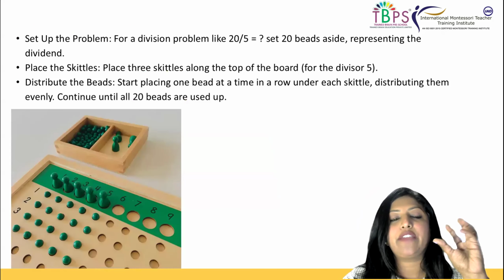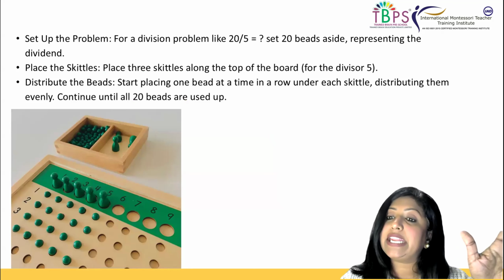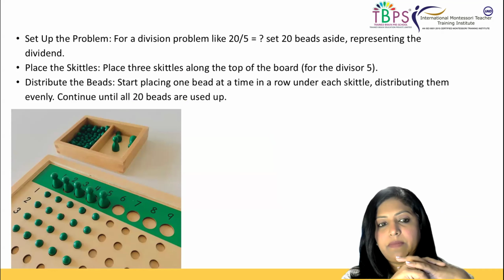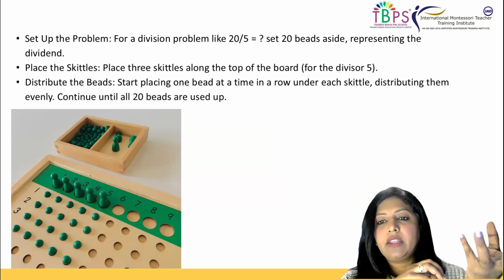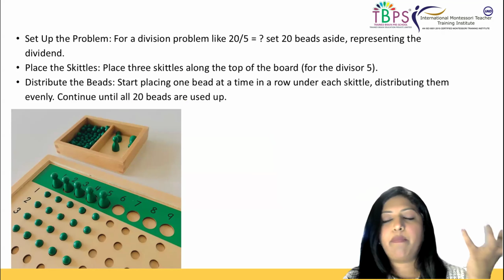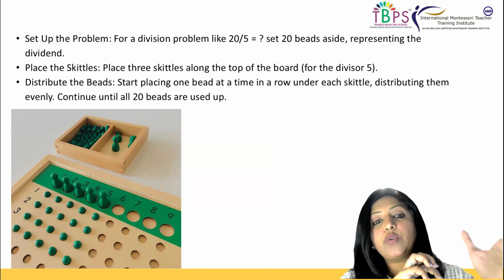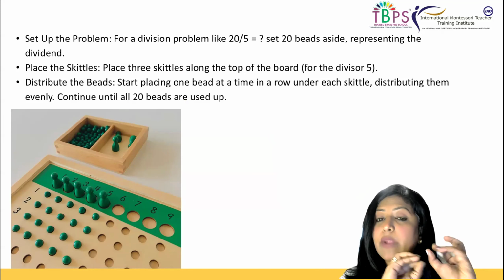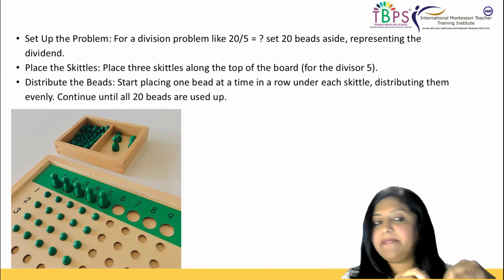Now suppose I give you a problem, 20 divided by 5. What is 20? Is it my dividend or divisor? 20 is my dividend. So in the box, I would have 81 beads. Now, out of those 81 beads, how many beads should I collect? I have to collect only 20 beads. Correct? I have to only collect the dividend. Is everybody getting me? I have to only collect 20 beads.